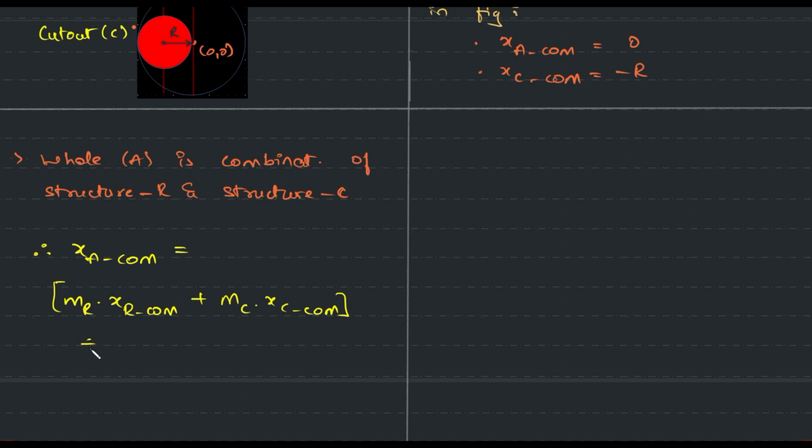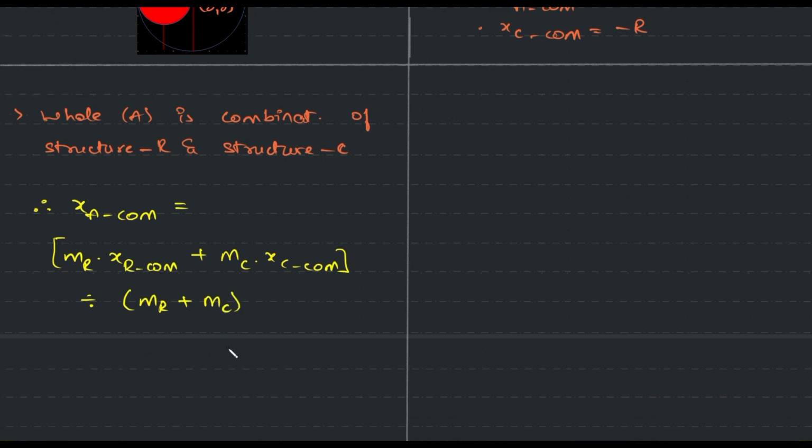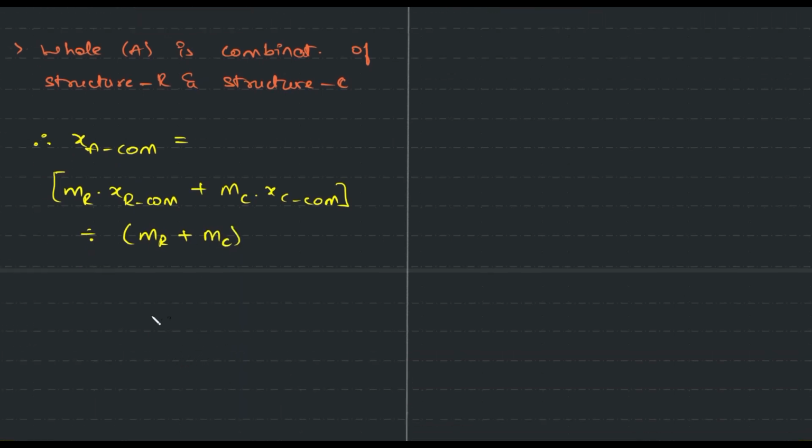And can I write that this entire thing is divided by mr plus mc? Is this correct? Now we're going to substitute the center of mass of structure A is 0. So basically the numerator is 0.